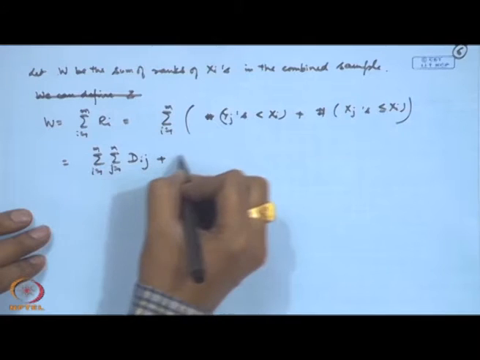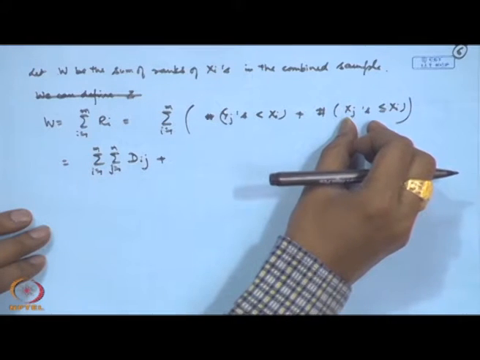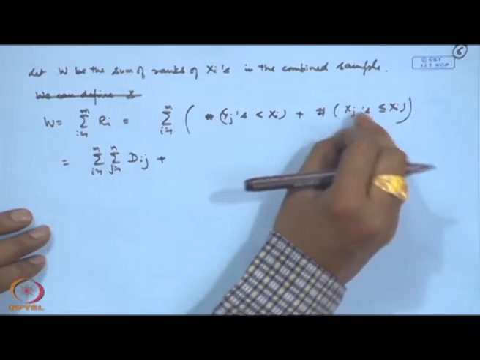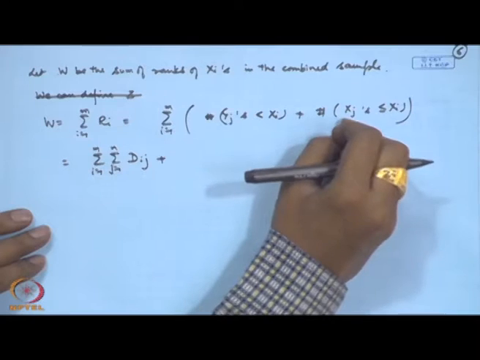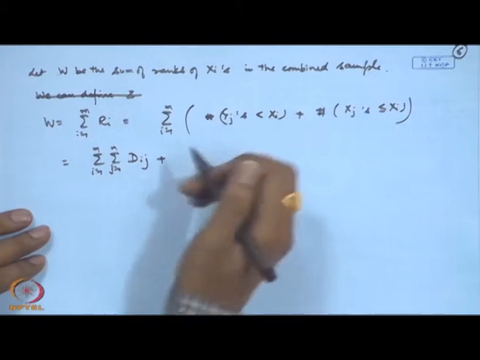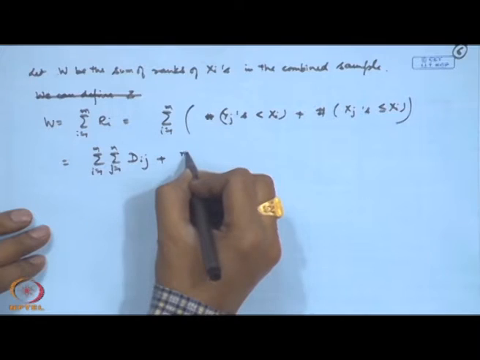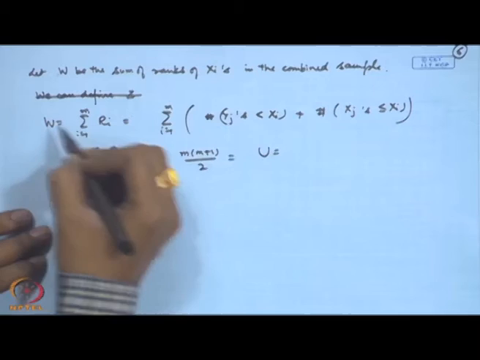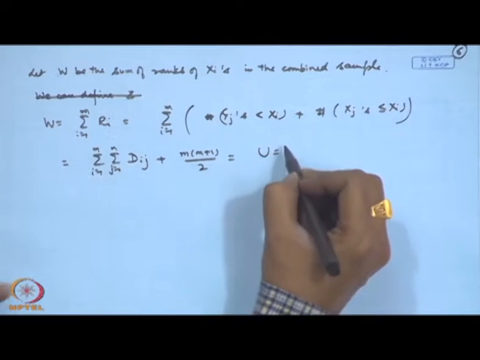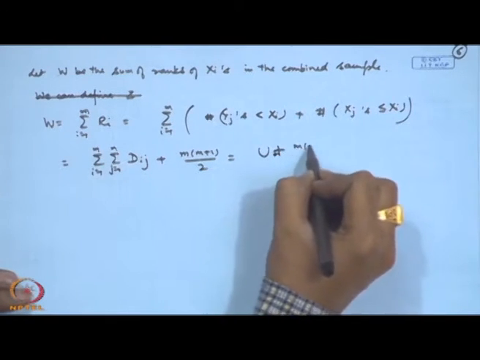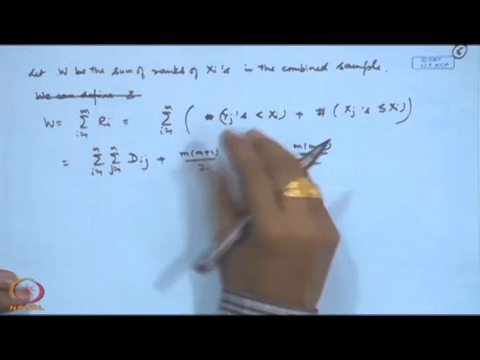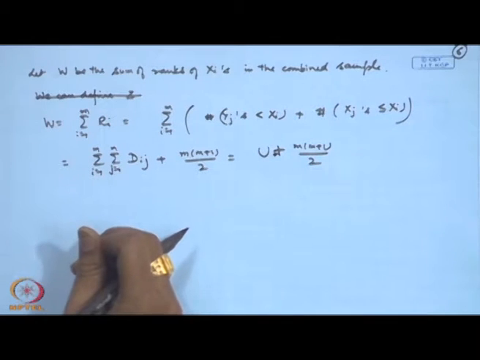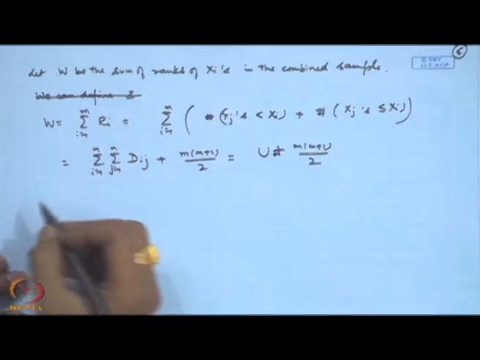And the second term, when I sum this, is simply m into (m plus 1) by 2, because we are counting how many x j's are less than or equal to one particular x i, and we do this for every i. Then this is nothing but the sum of all the ranks, so it becomes m into (m plus 1) by 2. So, basically this Wilcoxon W statistic is U plus m into (m plus 1) by 2. So, it is simply a shift from U. Therefore, this can also be used for testing the hypothesis here.